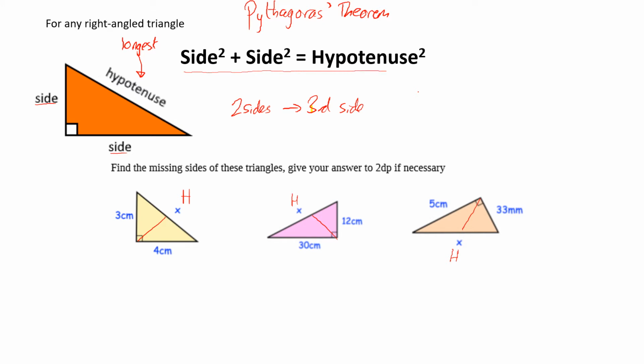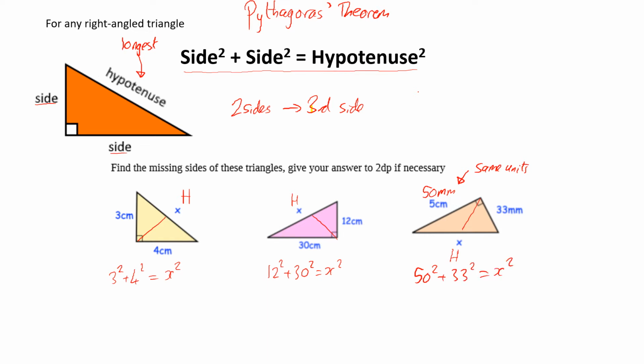So we're going side squared plus side squared is hypotenuse squared. Our sides are 3 and 4 in this first example, so 3 squared plus 4 squared equals x squared. For the second one, we could get to 12 squared plus 30 squared equals x squared. And then for this one, just got to be a little bit careful. This has got centimeters, this has got millimeters, so we want to change these to the same units before we do anything. We'll make this 50 millimeters. But then our formula would be 50 squared plus 33 squared is equal to x squared.